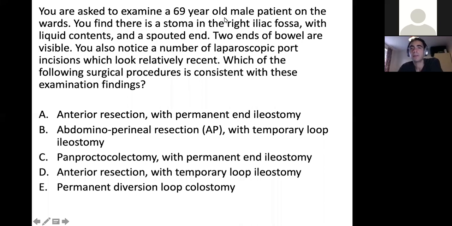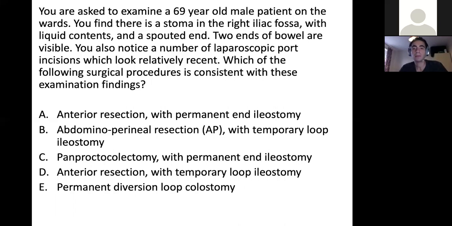So, a 69-year-old male, and there's a stoma. We'll go into more detail on stomas, but you need to think about the location of the stoma. It's in the right iliac fossa, so already we have some indication of what it might be. It's telling us it's spouted, and there are two ends, so already thinking of a loop stoma. And the contents are liquid. So I was thinking that the patient has a loop ileostomy.